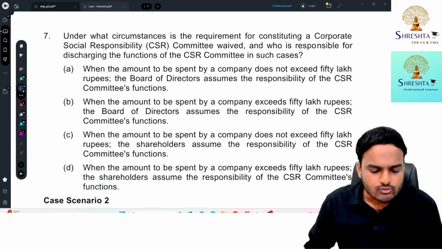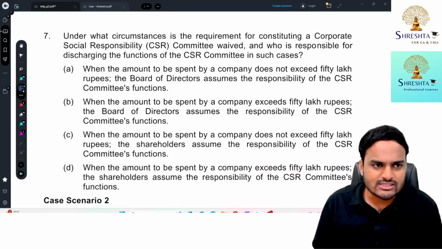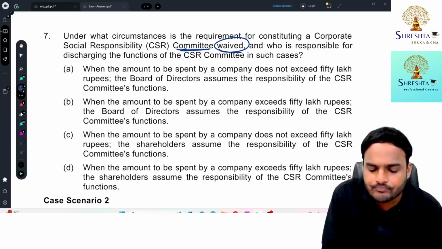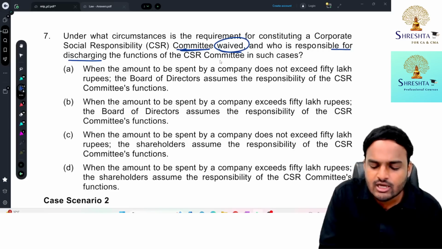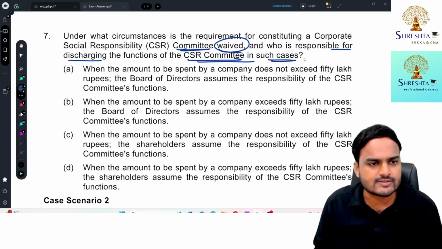Question 7. Under what circumstances is the requirement for constituting CSR committee waived, and who is responsible for discharging the functions of CSR committee in such cases?